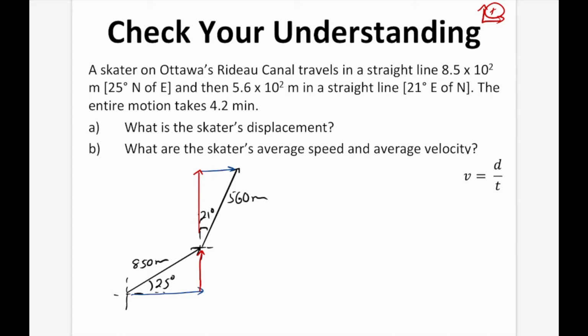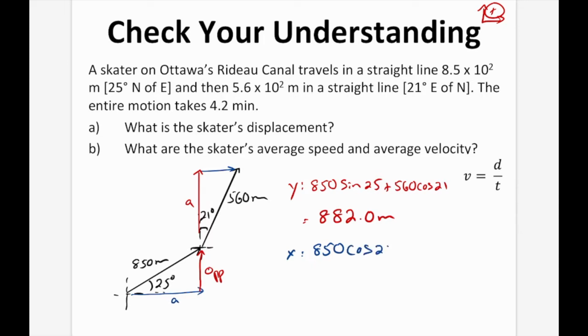So now we can solve for our x and our y. So this y is a little bit different. Now it's going to be on the adjacent side, on the top one, and the opposite side on the first one. So for the first one, they're both going up, so it's both positive. It's 850. It's opposite, so it's sine 25. It's going up, so it's positive, so plus 560. Now it's the adjacent side, so now it's cos 21. And when you put those in your calculator, you get 882.0 meters. For the x, we're going to have 850 adjacent, so cos 25.